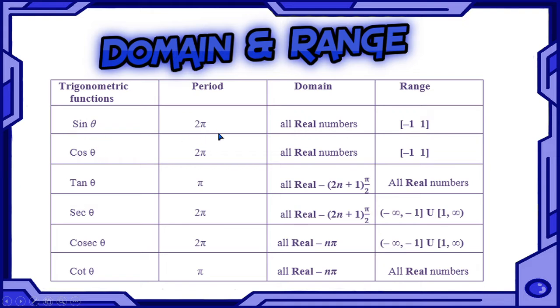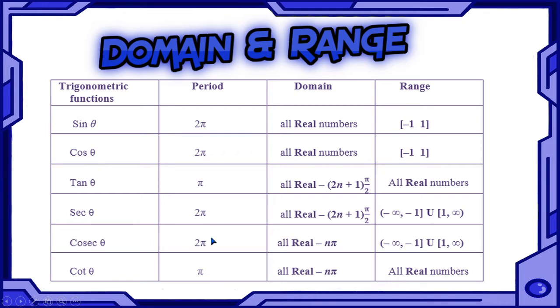So sine theta period is 2 pi. Domain for cos theta also same, all real numbers, and range also same for sine and cos. Tan and cot period is pi, and here domain is all real number minus all odd multiples of pi by 2. Range is all real number. Here domain is all real minus all the multiples of pi like 1 pi, 2 pi, 3 pi. Range is all real numbers.